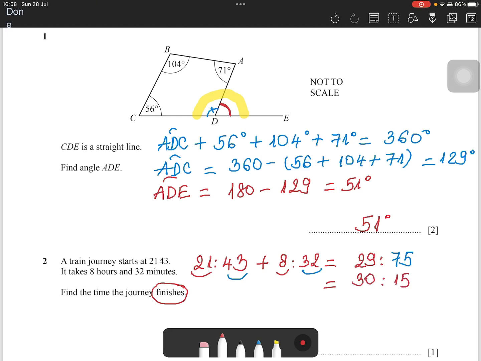And 30 hours means, one day has 24 hours. So 30 hours minus 24 hours is 6:15 the next day. So the answer is 6:15 the next day.